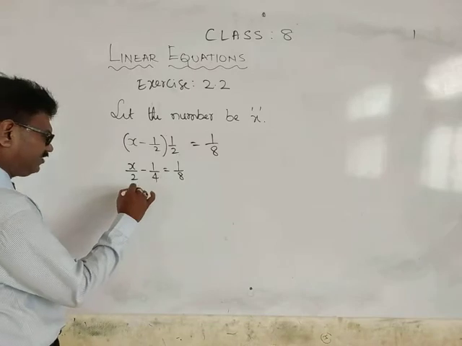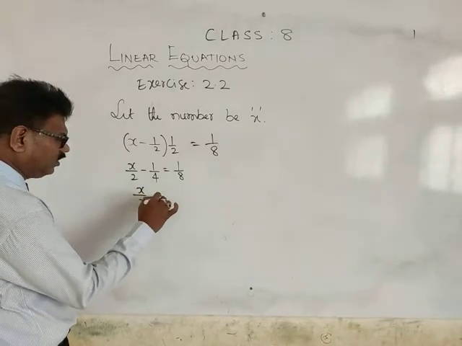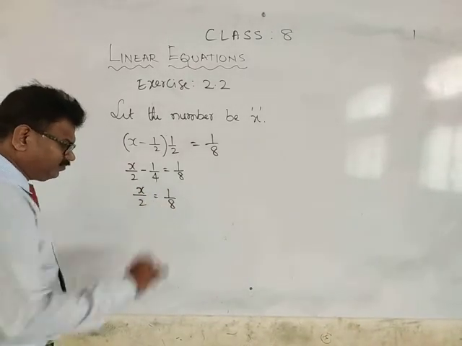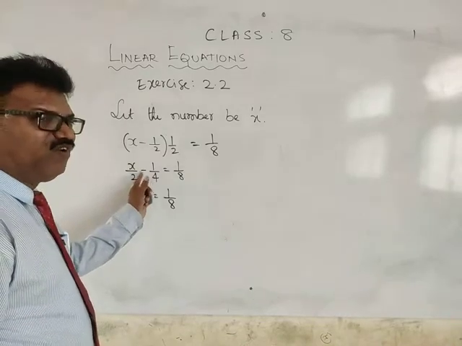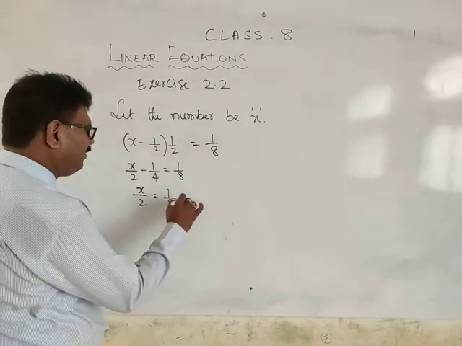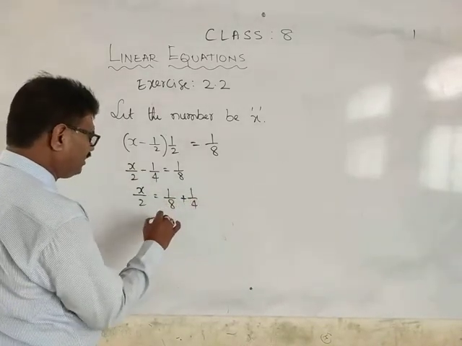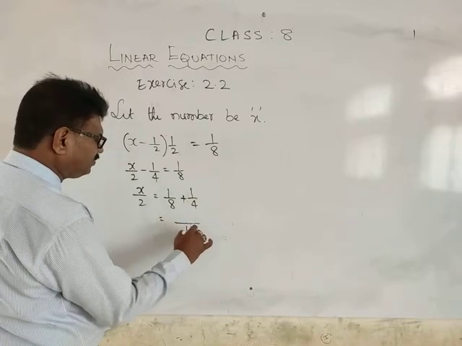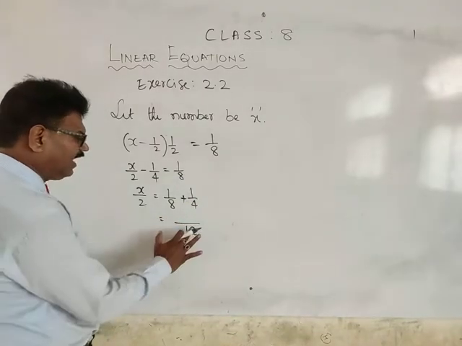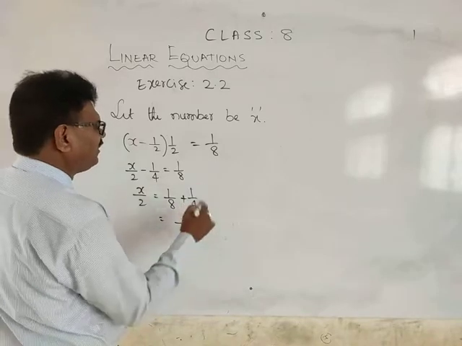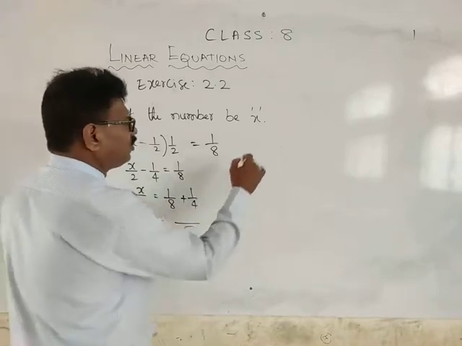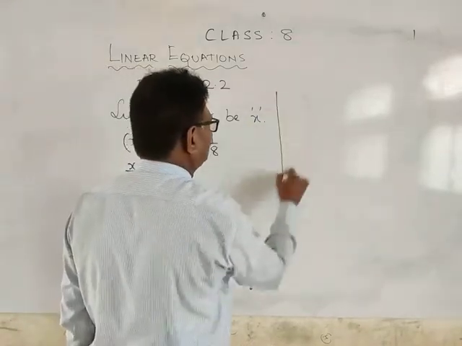Now you see, x by 2 equal to 1 by 8. This minus 1 by 4, if it comes here, it will become plus 1 by 4. Now what is the LCM, please? 12 or 24? Anyone? Very, very simple. If you don't know, you can find out the LCM.